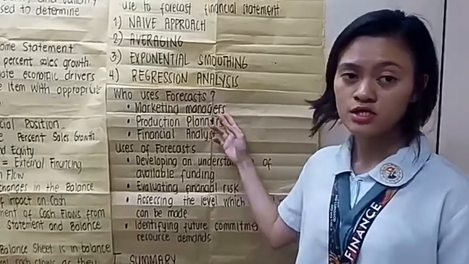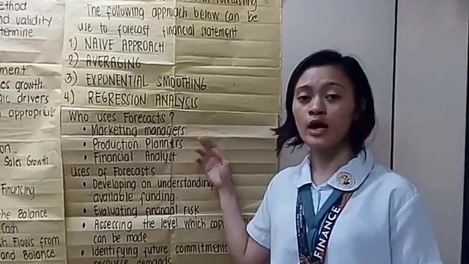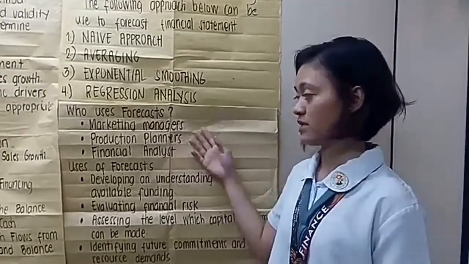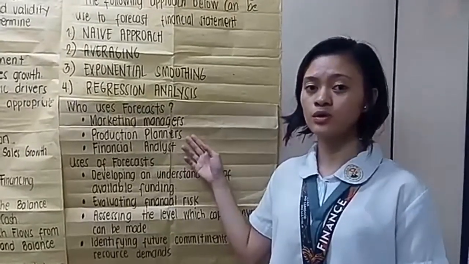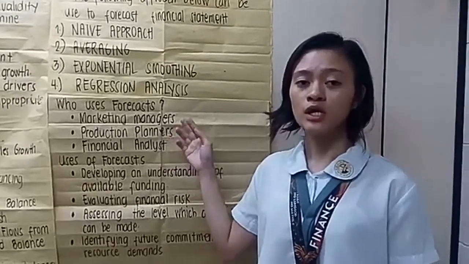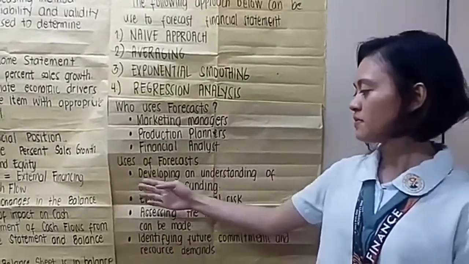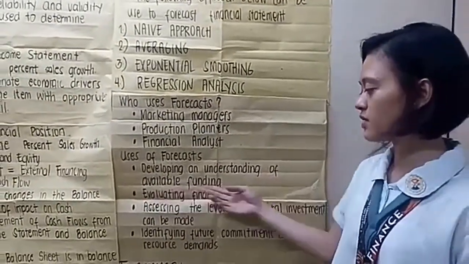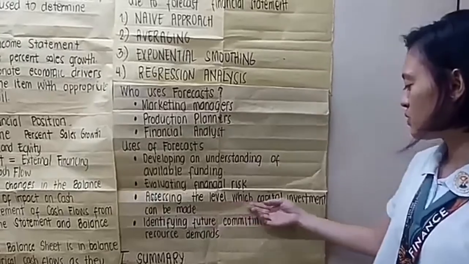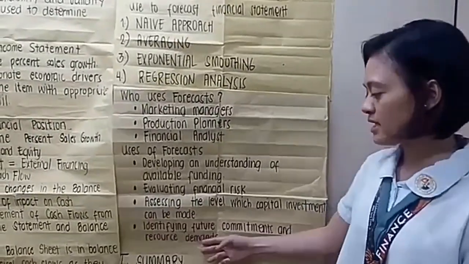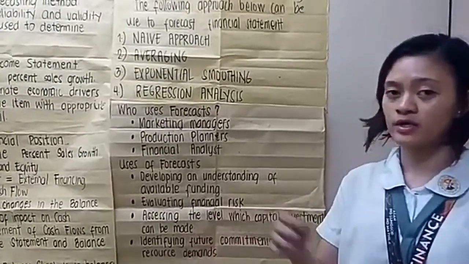The marketing managers use sales forecasts to determine the optimal sales force allocation, and to plan promotion and advertising. Next are the production planners, who use forecasts in order to schedule the production activities. Financial analysts use forecasts for developing an understanding of available funding, evaluating the financial risk of the company, assessing the level at which capital investments can be made, and lastly, identifying the future commitments and resource demands for the company.